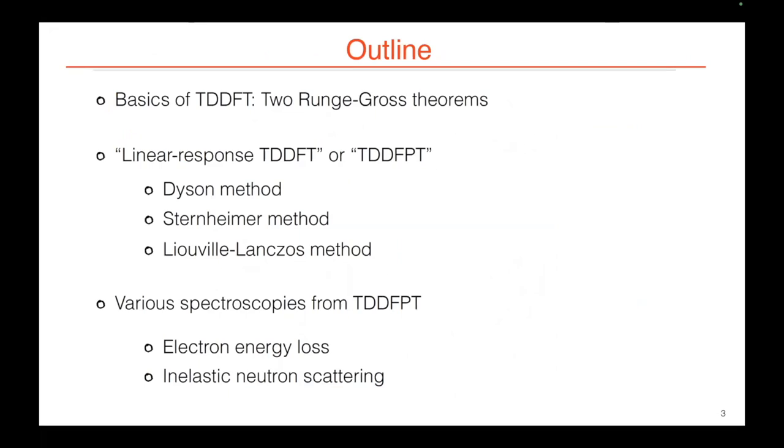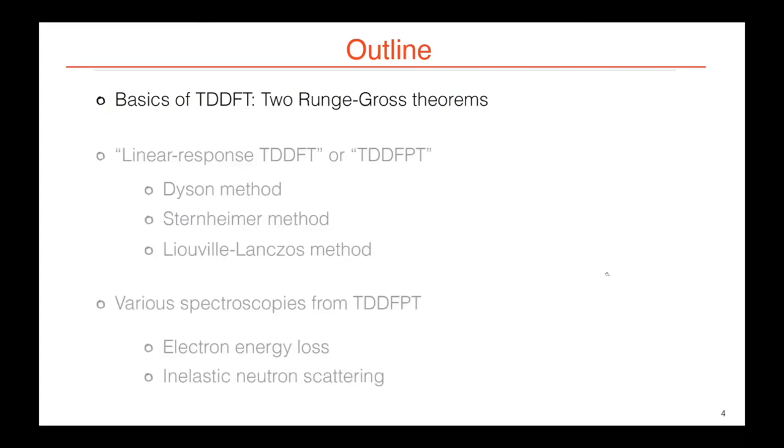We will start first with the basics of TDDFT. We will consider briefly the two Runge-Gross theorems. Then we will discuss linear response TDDFT. In particular, I will review briefly three ways to solve linear response TDDFT equations, such as the Dyson method, Sternheimer method, and Liouville-Lanczos approach. And finally, we will discuss applications to two spectroscopies, which are electron energy loss and inelastic neutron scattering. So let's start with the basics.